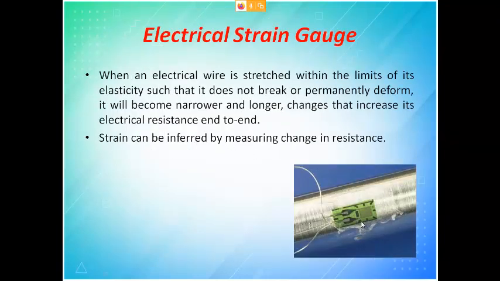In the electrical strain gauge, the output is an electrical voltage, and it works with a Wheatstone bridge. When an electrical wire is stretched within the limits of its elasticity, such that it does not break or permanently deform, you have to give the force within the limit. When you give more force, it will automatically break. So this works on resistance, and the resistance is measured with respect to the Wheatstone arrangement.